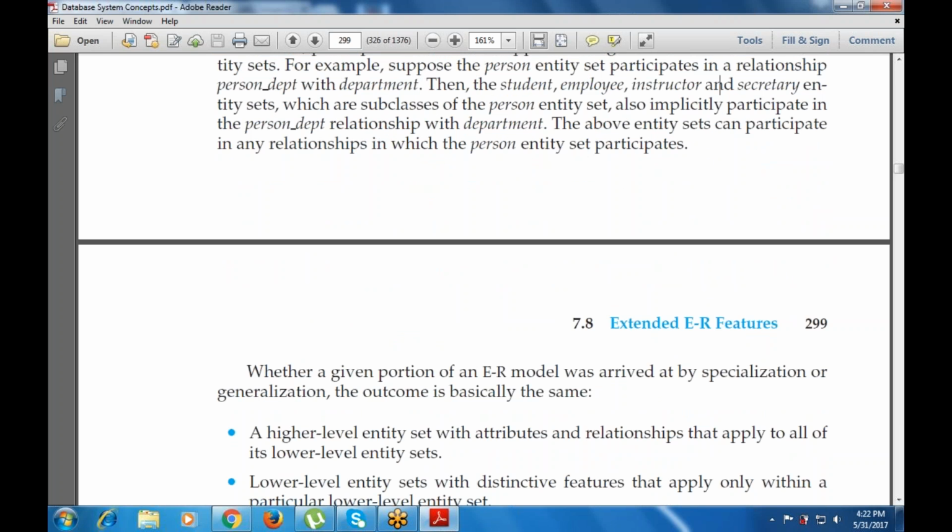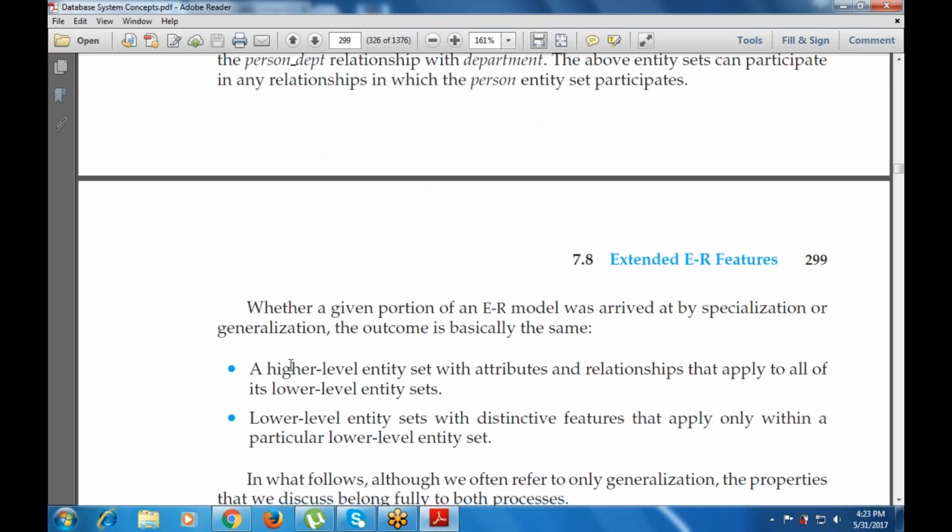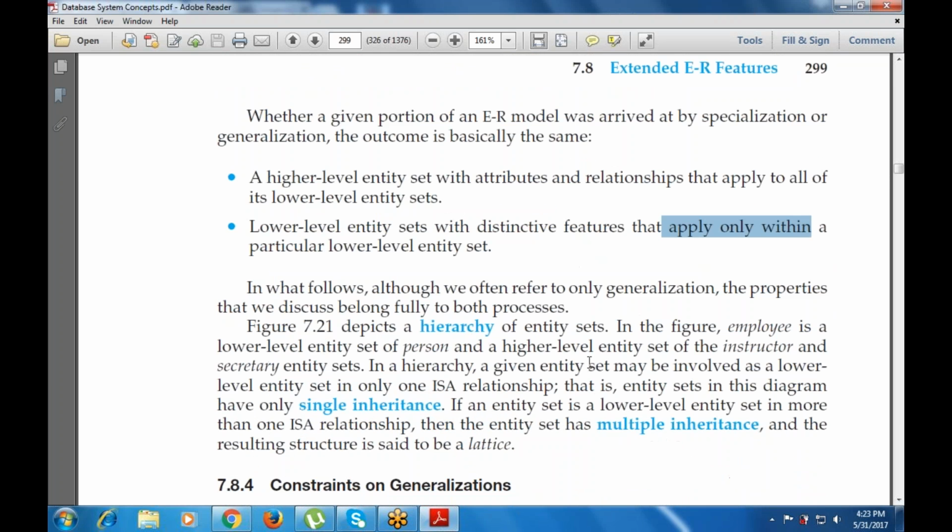Whether a given portion of the ER model was arrived at by specialization or generalization, the outcome is basically the same. That is, high level entity sets with the attributes and relationships that apply to all their lower level entity sets, and lower level entity sets with the descriptive features that apply only within a particular lower level entity set. So in what follows, although we often refer only to generalization, the properties that we discuss fully belong to both processes.